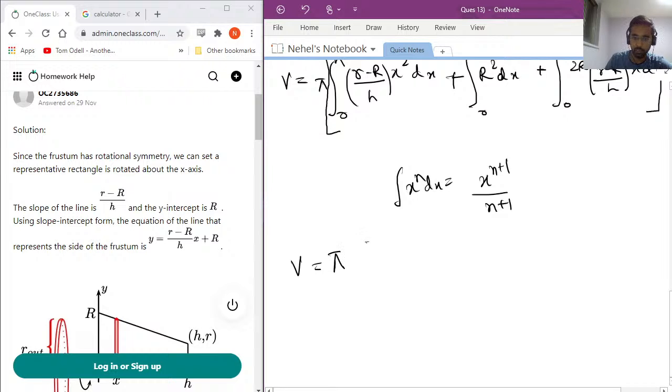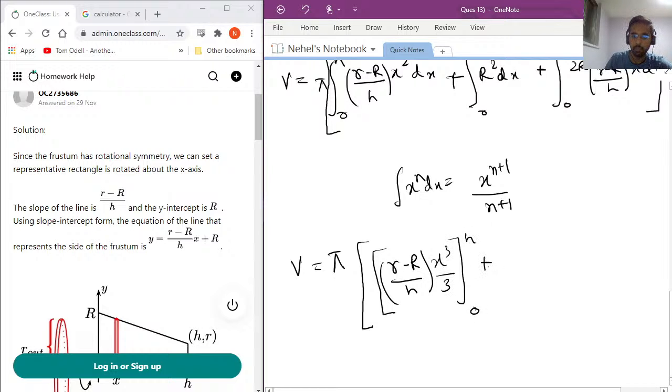So this integral becomes r minus r over h x cubed over 3, and then this has limits of x from 0 to h, plus r squared dx becomes nothing but r square x, again from limits from 0 to h, and then this becomes plus 2r r minus r over h x squared over 2, again with the same limits from 0 to h.